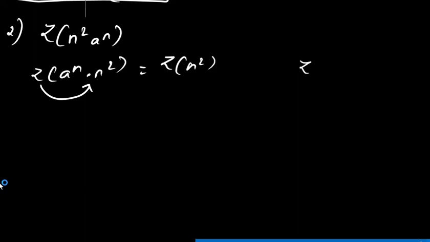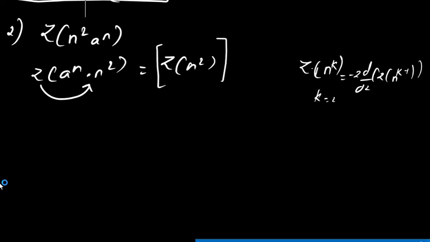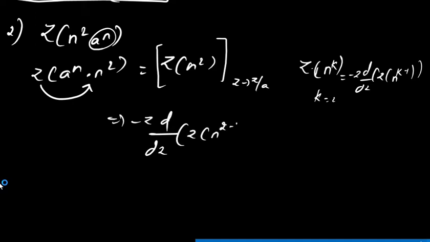Please remember the formula. Z transform of n power k is minus z d by dz of z transform of n to the power k minus 1, right? Here the value of k is 2. First you need to find this transformation. Now see the power of a. It is positive. So whatever z you get, replace z by z by a according to the damping rule, because you have a product of function. So I am going to replace k by 2. So I get minus z d by dz of z transform of n power 2 minus 1.